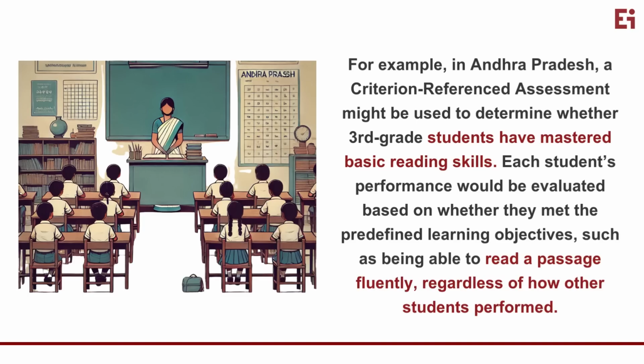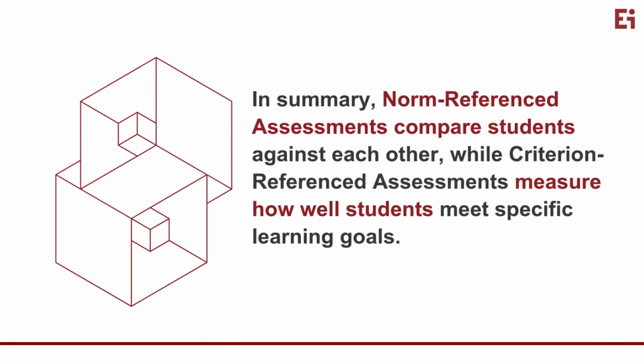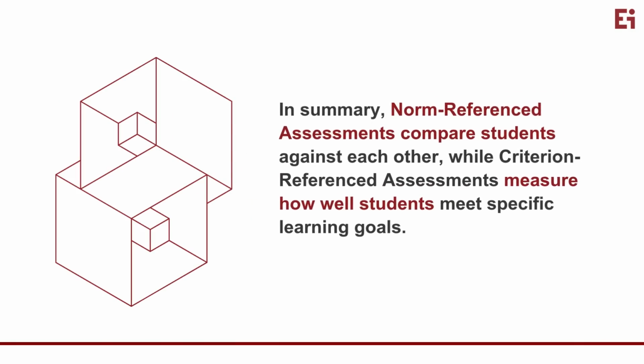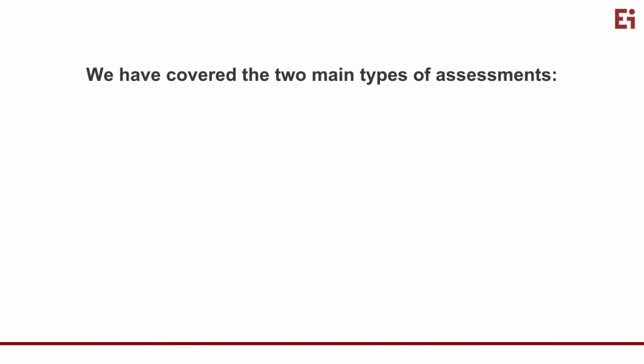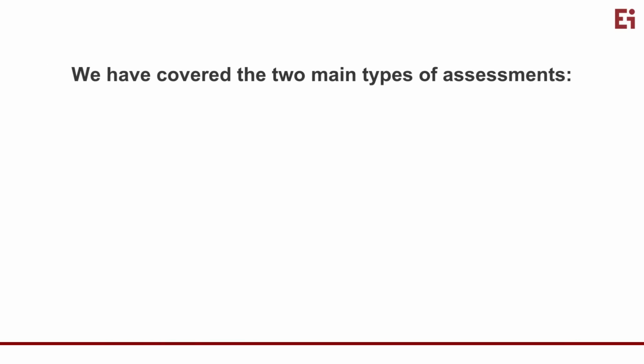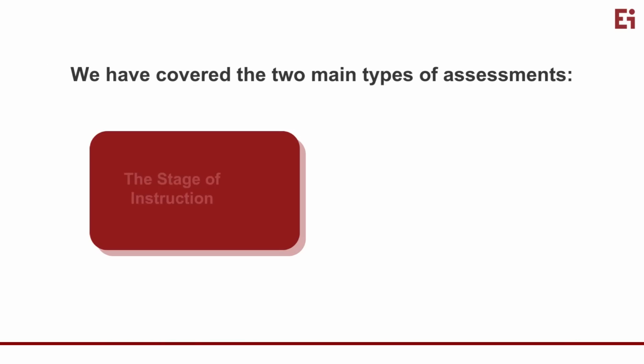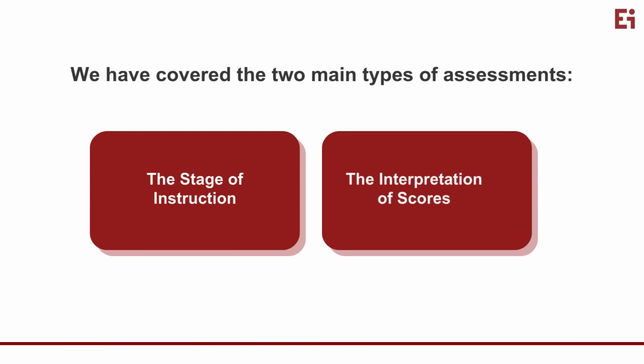In summary, norm-referenced assessments compare students to one another, while criterion-referenced assessments evaluate how well students meet specific learning goals. In summary, we have covered the two main types of assessments, those based on the stage of instruction and those based on the interpretation of scores.